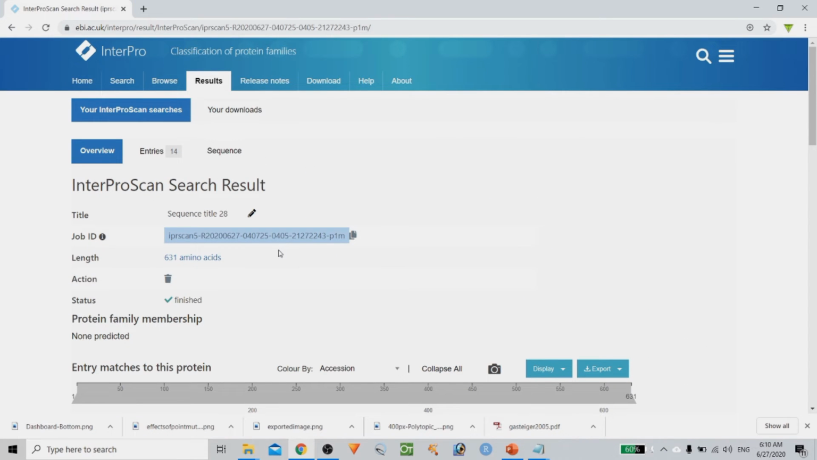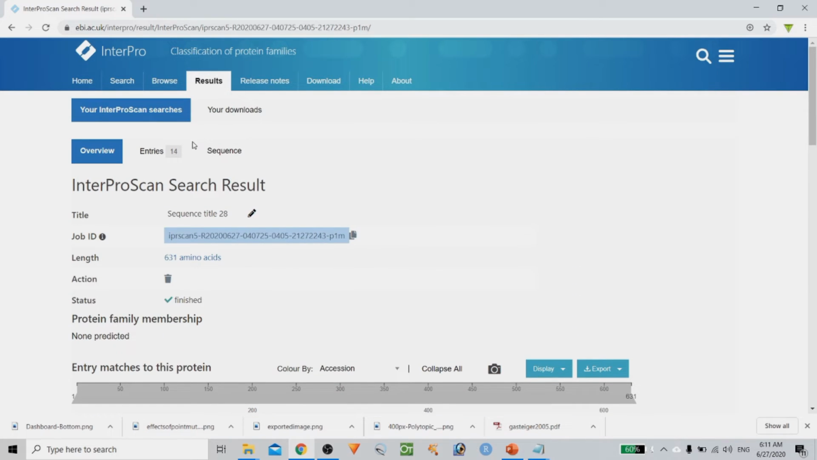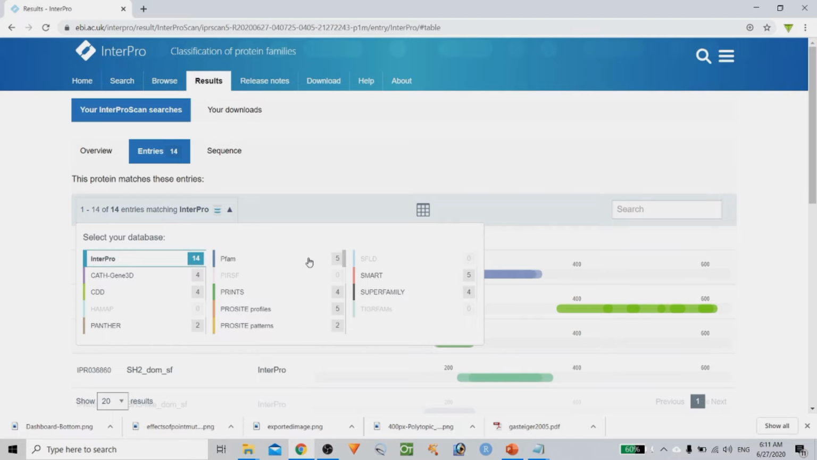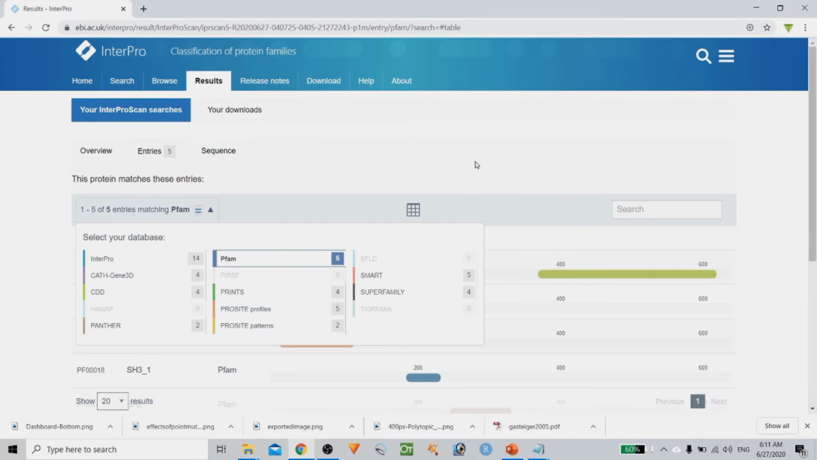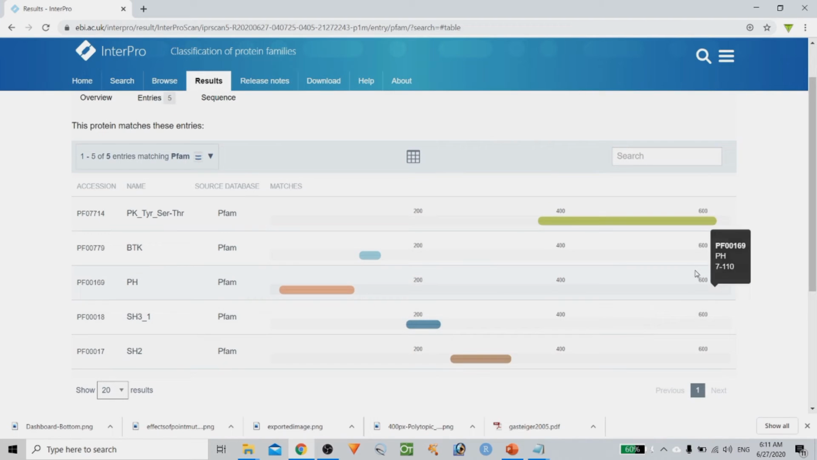There are a few more options available for you. You can download this whole image in a single shot. If you want to check only a specific database, that option is also available. Click here on entry. Now you can select whatever database you want. For example, if you want only PFAM, you can select PFAM. Now you can see the 5 different domains in the PFAM.